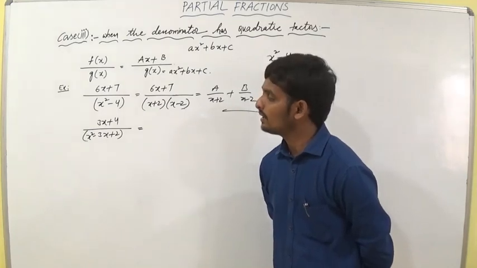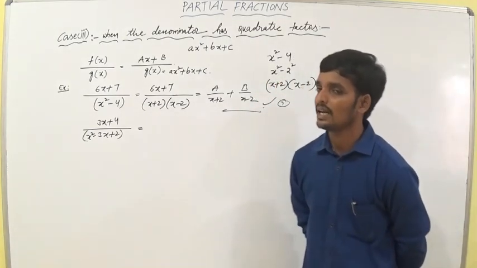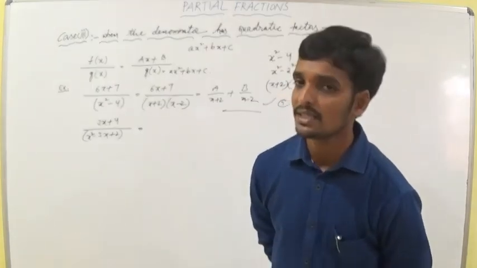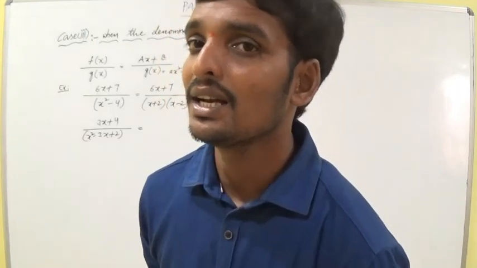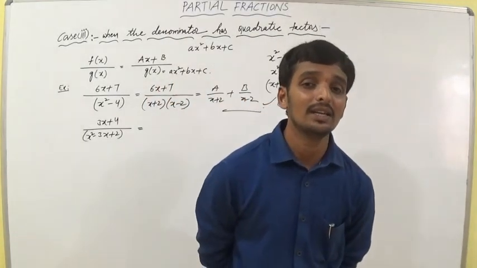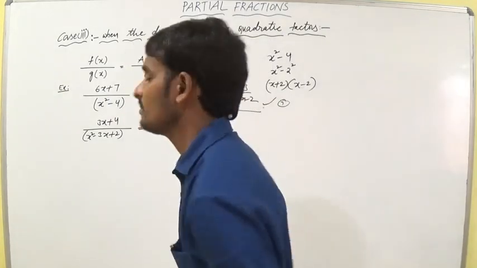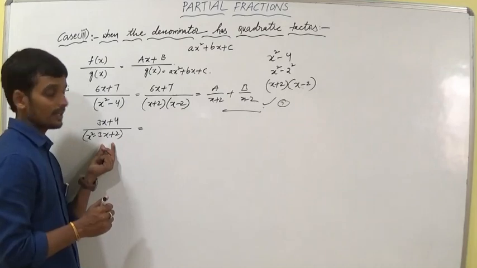b square is 9, minus 4ac: 4 twos are 8, 9 minus 8 is 1. Is this less than 0 or greater than 0? Greater than 0. That means it has real roots. That means we can factorize the denominator. How can we factorize? We'll see. By splitting the middle term is easy.